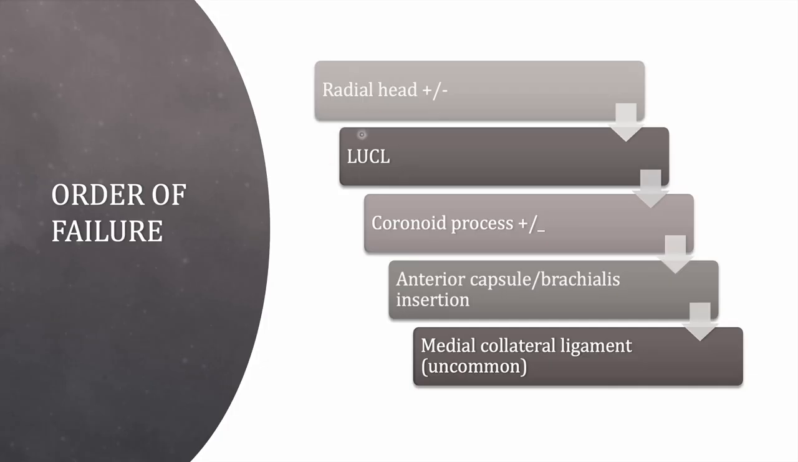Then there will be failure of the lateral ulnar collateral ligament complex. To some extent the radial component may also be injured, but definitely there will be injury to the lateral ulnar collateral ligament, because the elbow dislocates only after there is failure of the LUCL.